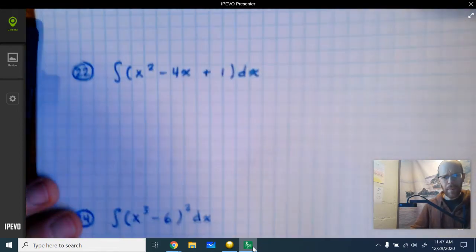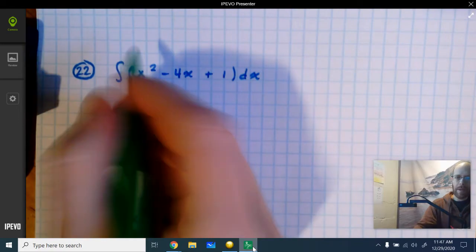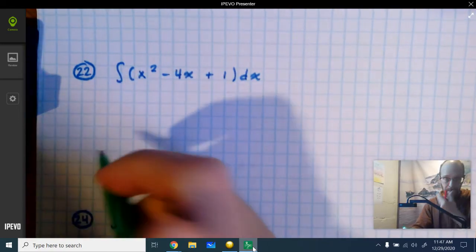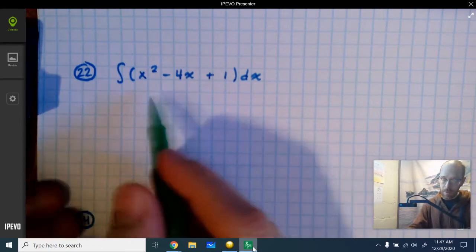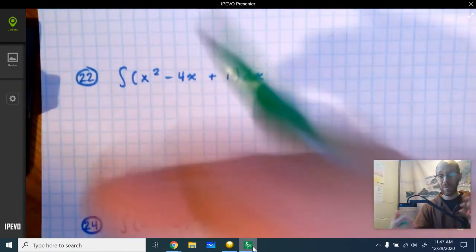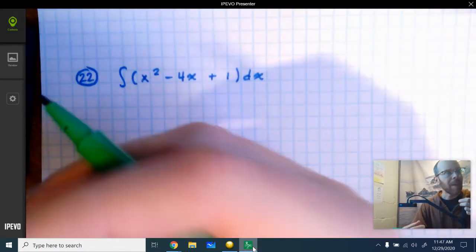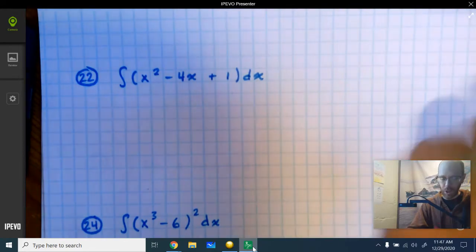Okay. Moving on to number 22. Now, number 22, I'm going to do this one with you because there are parentheses here. And we're tempted when we see parentheses to think chain rule. But this one is not a chain rule because the parentheses are to the 1st power. And raising anything to the 1st power doesn't change it. It means it's not really a function.